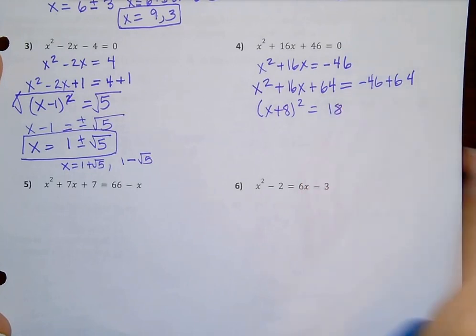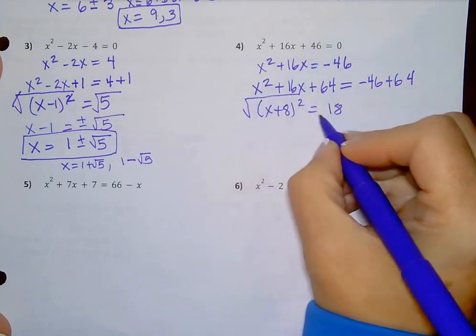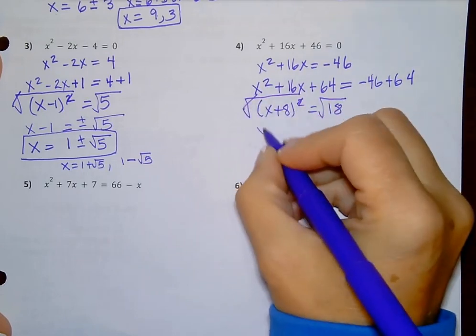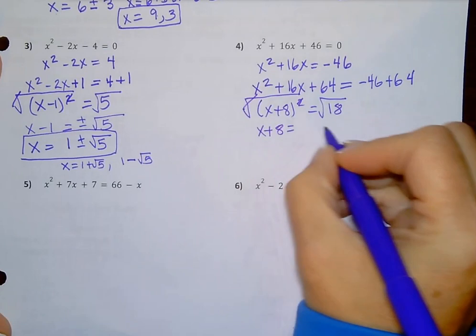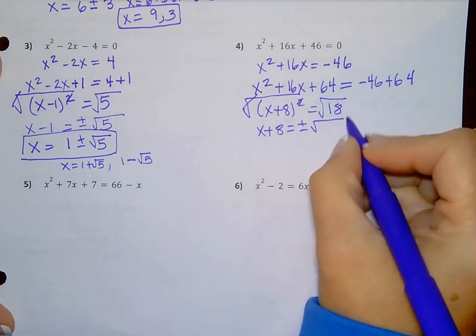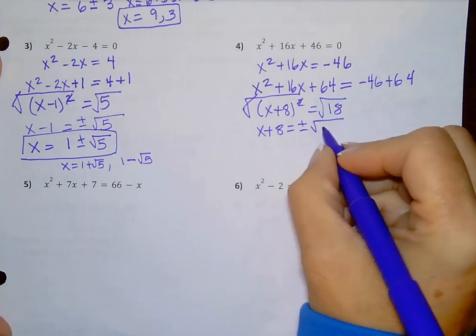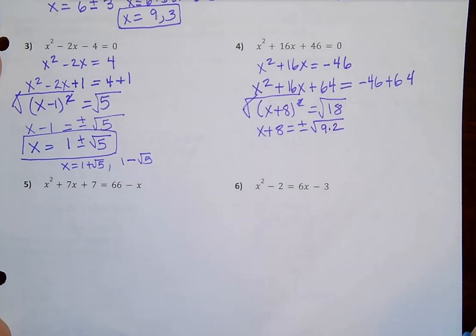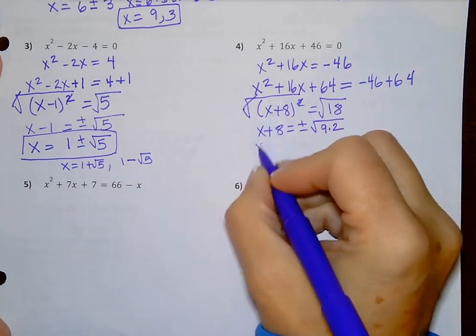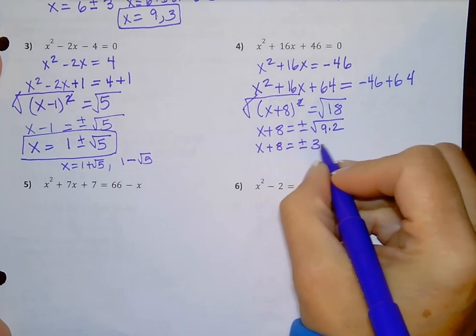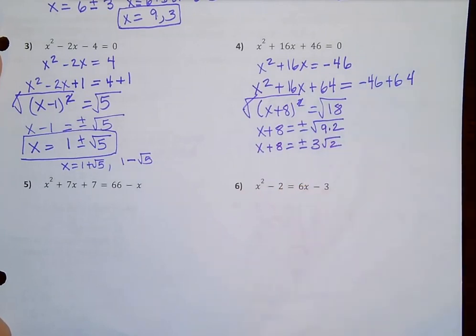Okay, I'm going to take the square root of each side, and so square root undoes square. So I have x plus 8 equals plus or minus the square root of 18. But remember I said simplest radical form, so I know that's 9 times 2, right? Yeah, so watch, it's going to be x plus 8 equals plus or minus 3 roots of 2, because I simplified my radical.